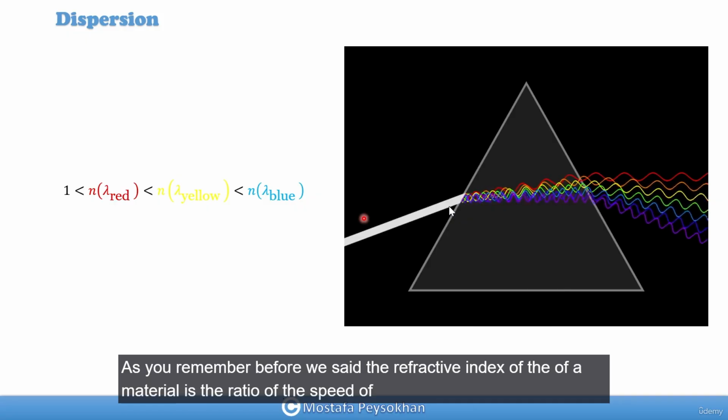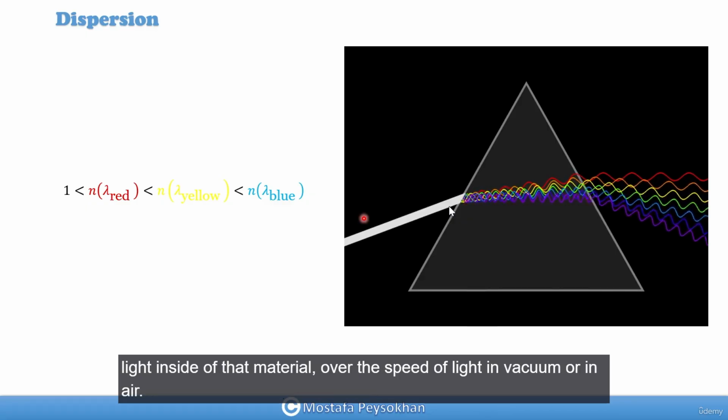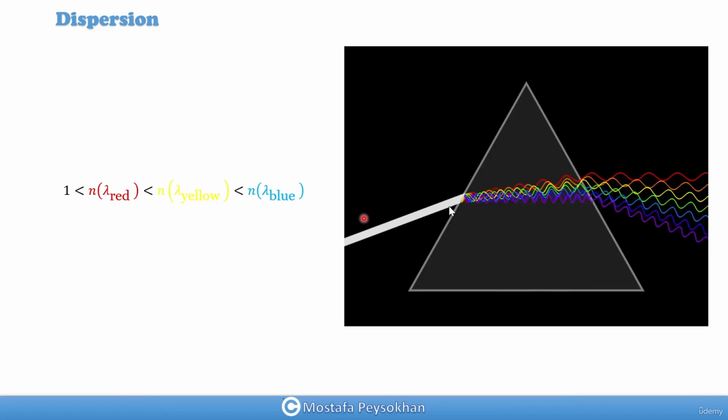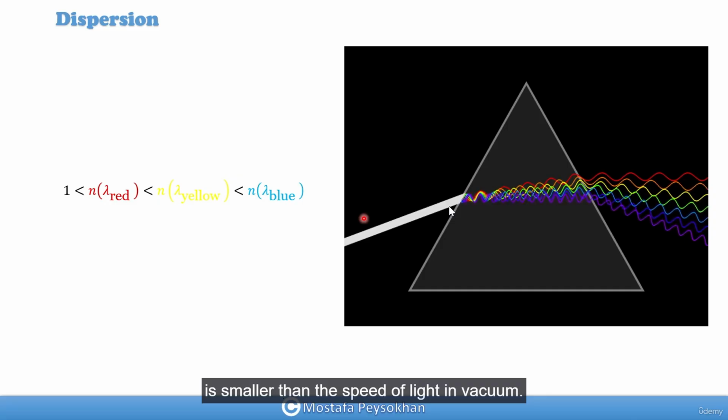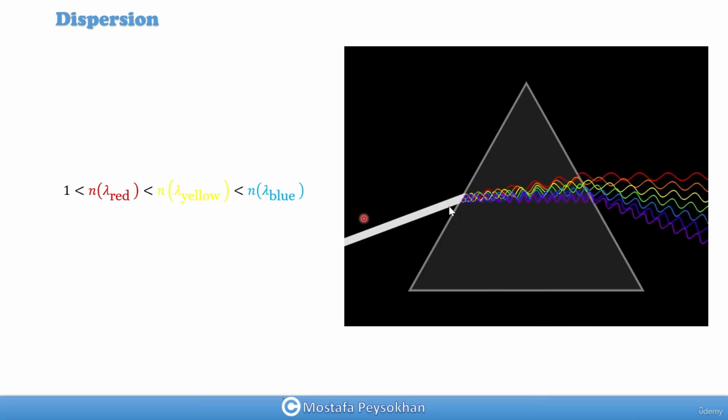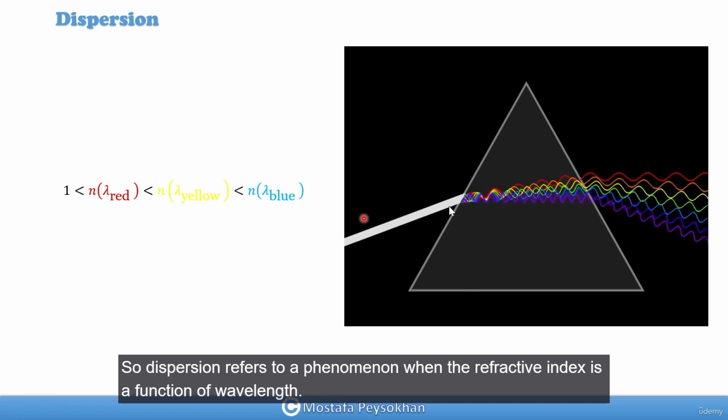As you remember before, we said the refractive index of a material is the ratio of the speed of light inside of that material over the speed of light in vacuum or in air. So when the refractive index is higher than 1, it means that the speed of light inside of the medium is smaller than the speed of light in vacuum. So dispersion refers to a phenomenon when the refractive index is a function of wavelengths.